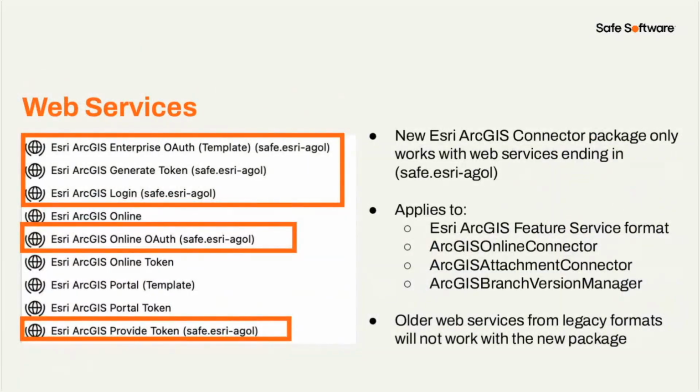But just a note here, so we did create new web services for this package, and you can identify which are the new web services, because if you look at your web services dialog, they'll all end in safe.esri-eagle. So this applies to everything, whether you're using the format, the ArcGIS Online connector, the attachment connector, or the branch version manager. You won't be able to use the older web services with the new package. So you'll have to do some work there to set those up.